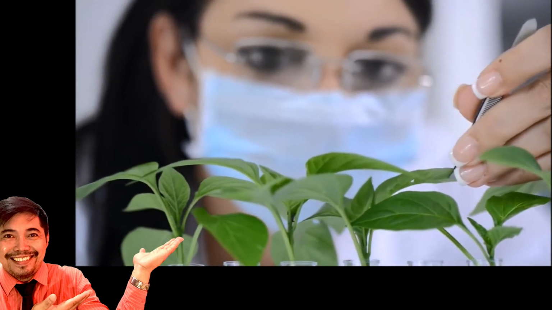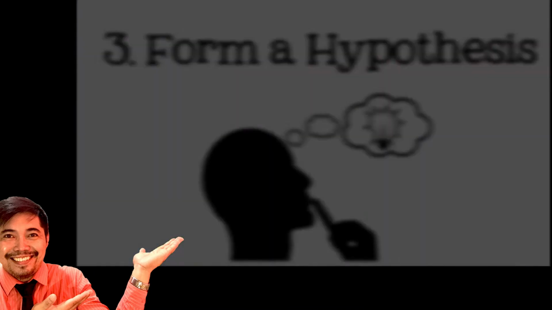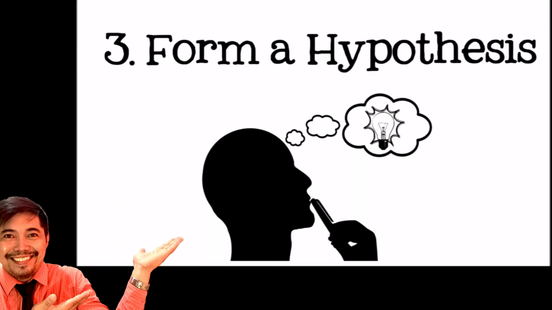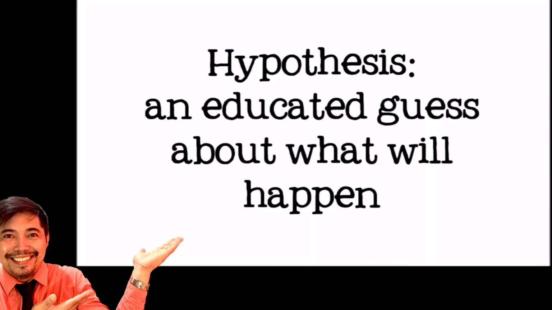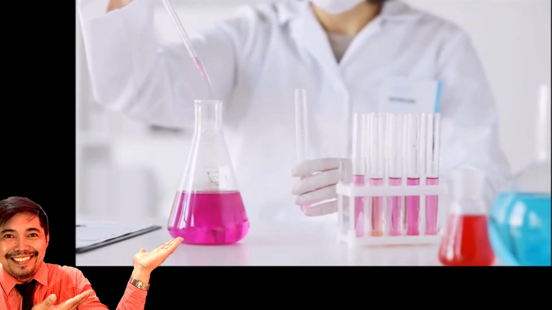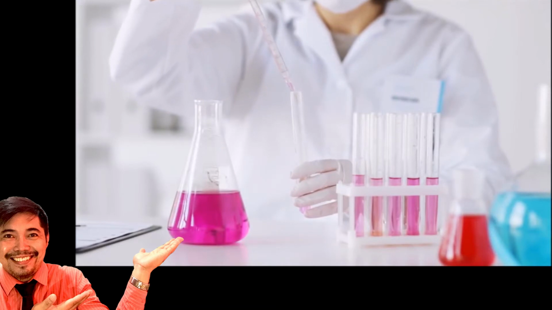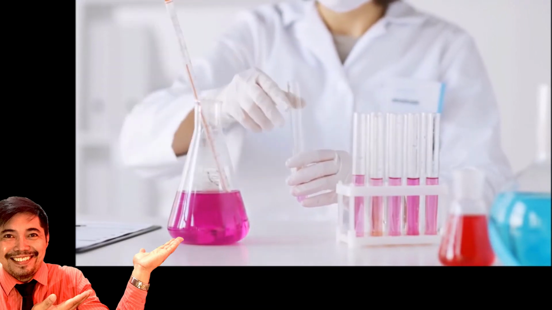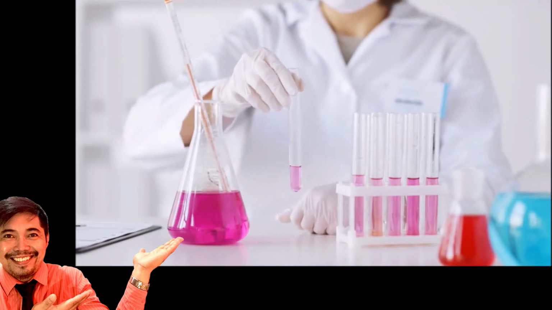All right. Once you have observed and researched your problem, you are ready for step three, form a hypothesis. A hypothesis is an educated guess about how something works. In order to be useful, a hypothesis needs to be testable. This means that you can actually test it and see whether it's true or not.